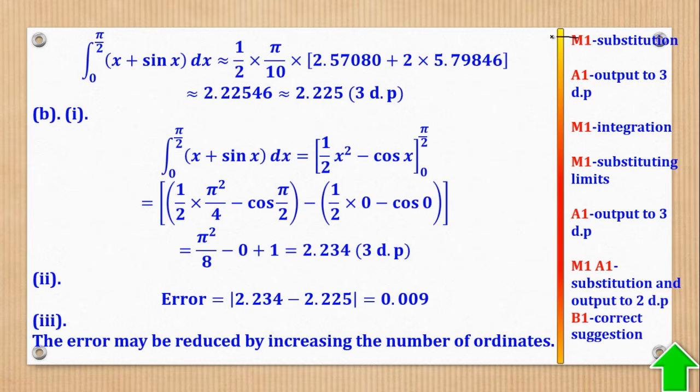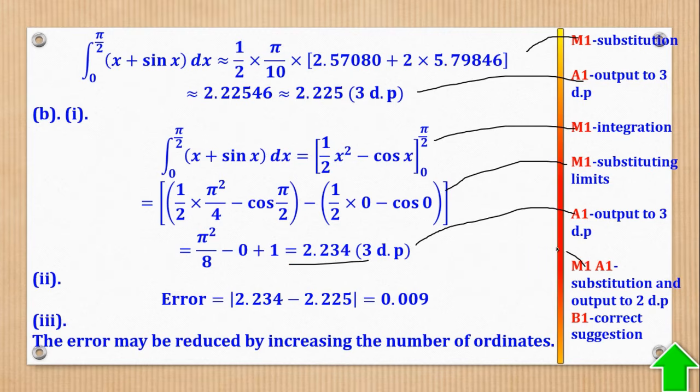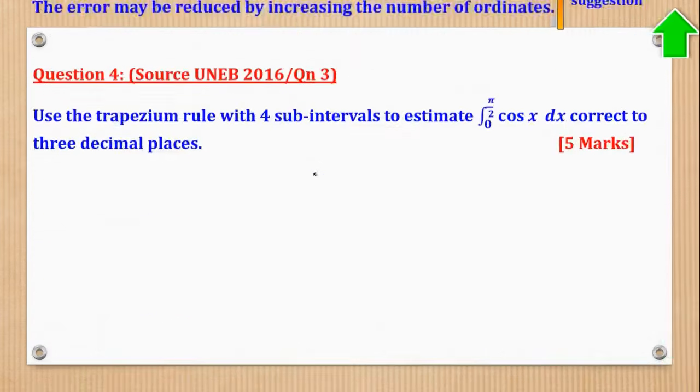So M1 for substitution, A1 for the output to the required accuracy, M1 for integration, M1 for substituting limits, A1 for the accuracy, output the required accuracy, M1 for this, the magnitude sign has to be seen, then A1 for the output, then B1 for suggestion, correct suggestion. So that was question 3.